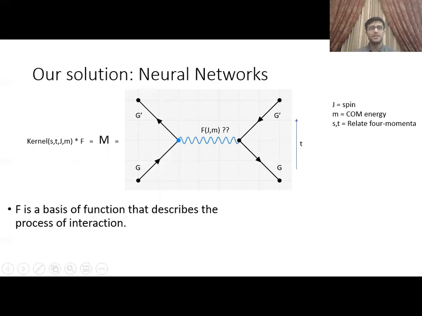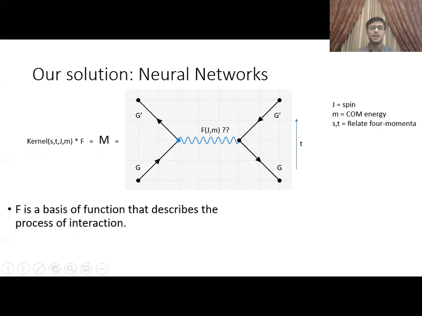So what we present is neural networks to understand this function f of j and m, where j is the spin and m is the center of mass energy. And like a function of any two variables, we can use various polynomial approximations to it, like the related work of Pedro et al., who did exactly that.